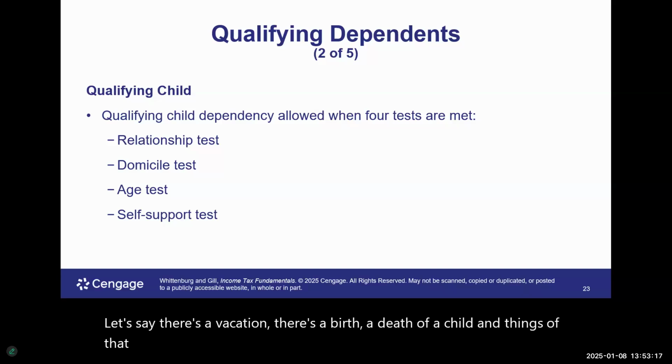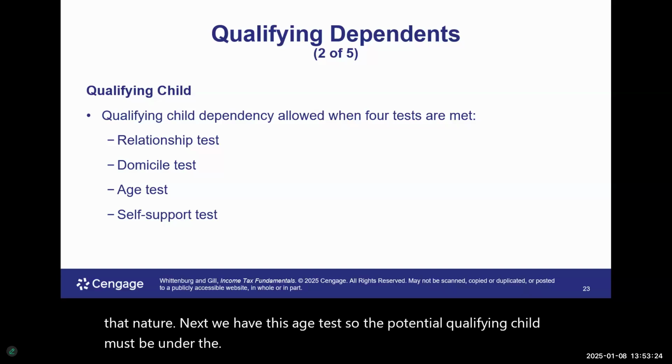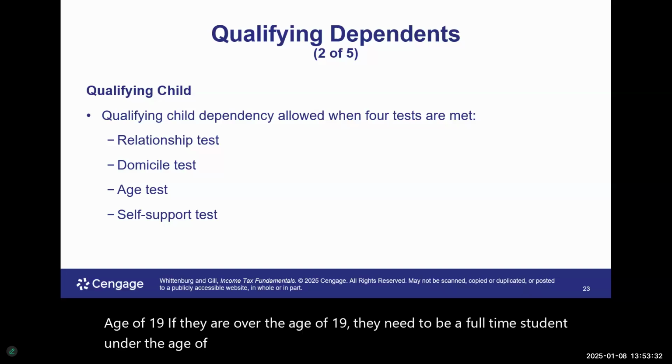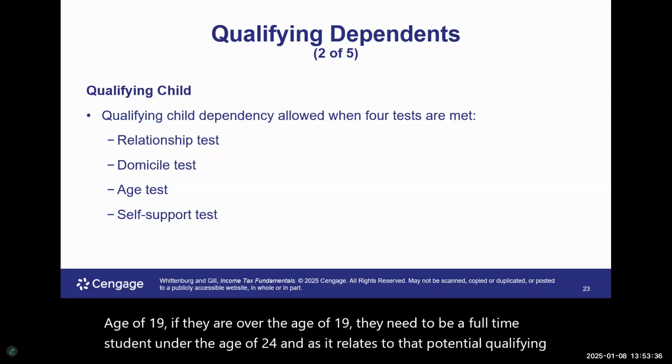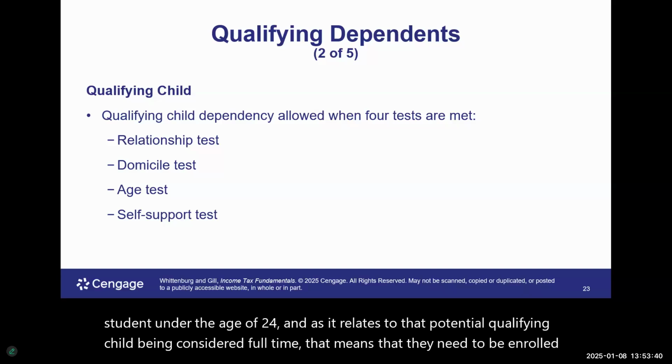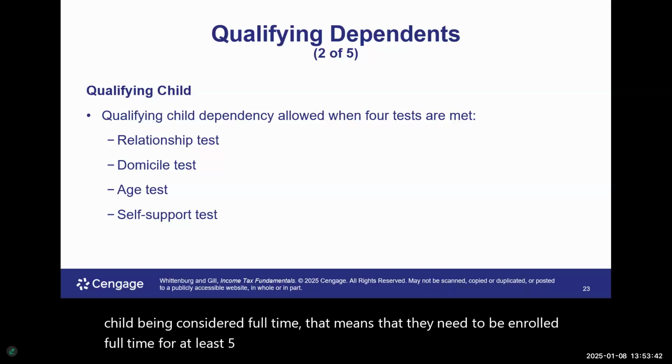Next, we have the age test. The potential qualifying child must be under the age of 19. If they are over the age of 19, they need to be a full-time student under the age of 24. And as it relates to being considered full-time, that means they need to be enrolled full-time for at least 5 months of the year.